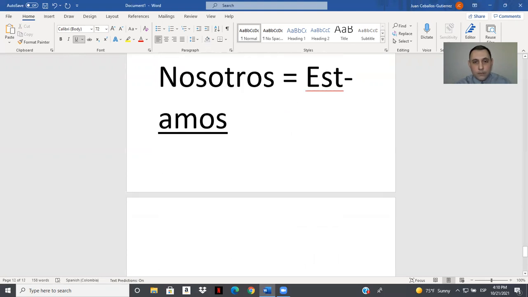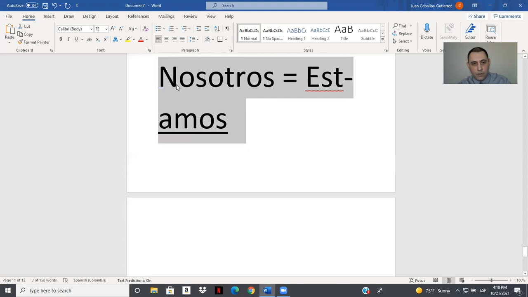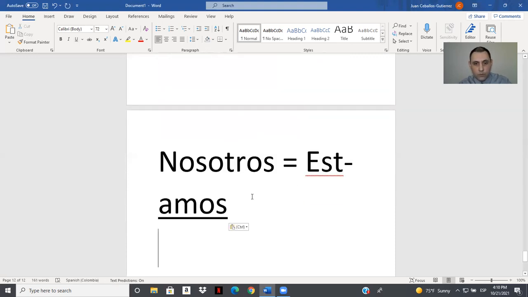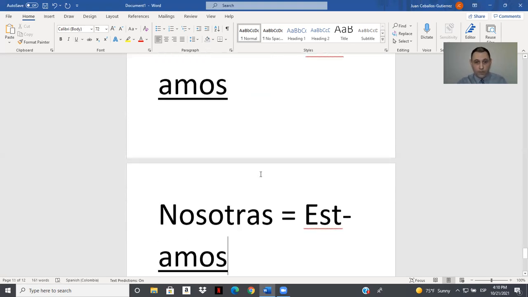Now look at this. This is what is called first person plural. And this case is masculine. Now the feminine is the same. I will do it like this. The feminine form is nosotras. Nosotras estamos. Okay. That's first person.